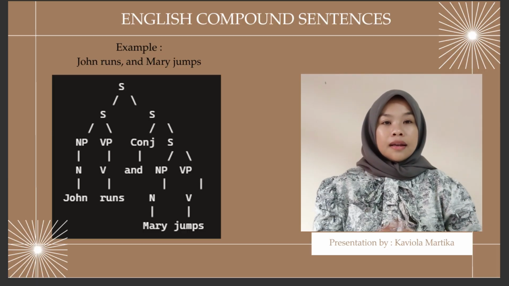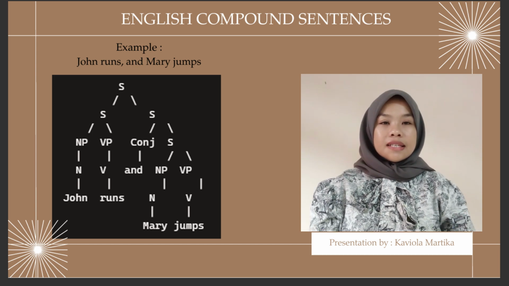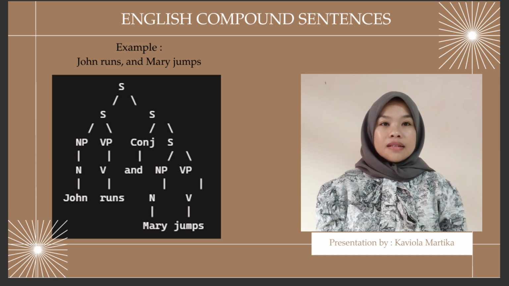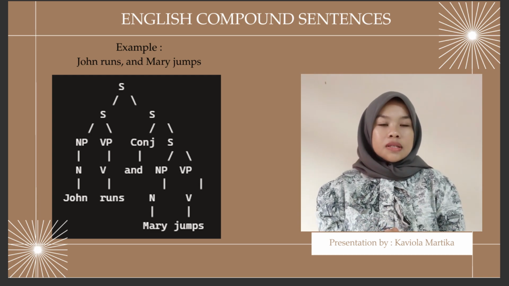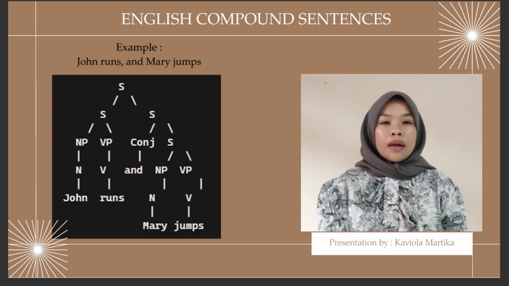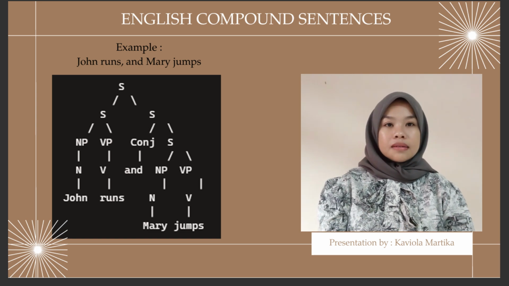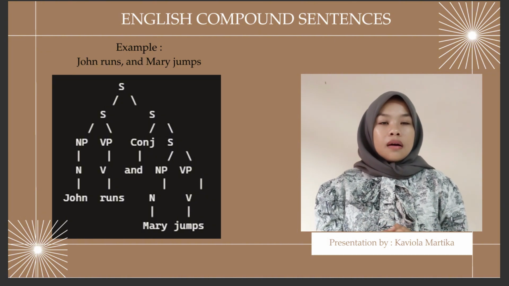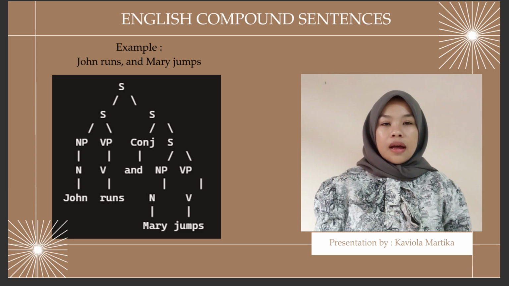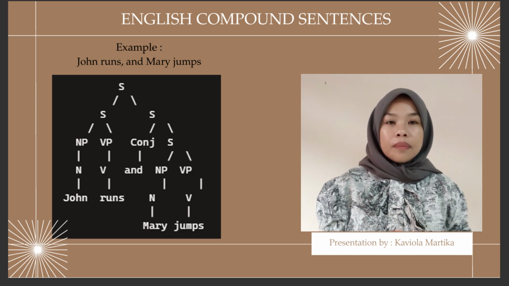And then the tree diagram of an English compound sentence. The sentence is: John runs and Mary jumps. At the top level, the sentence consists of two clauses. The first clause consists of a noun phrase and a verb phrase. The noun phrase is John. The verb phrase is runs. And the second clause also consists of a noun phrase and a verb phrase.